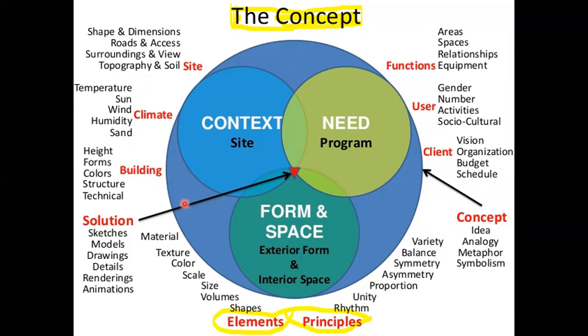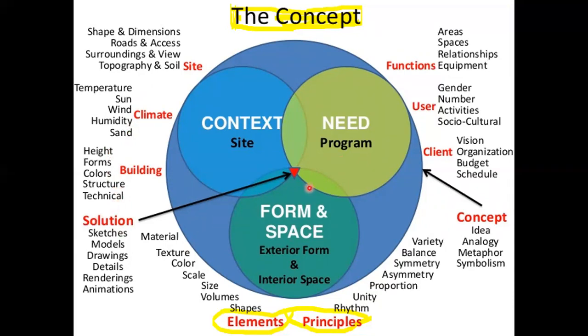Then the form and space. The form part refers to the building height, its 3D form, the colors used, the type of structure used, and any technical specification used for the construction of that building.